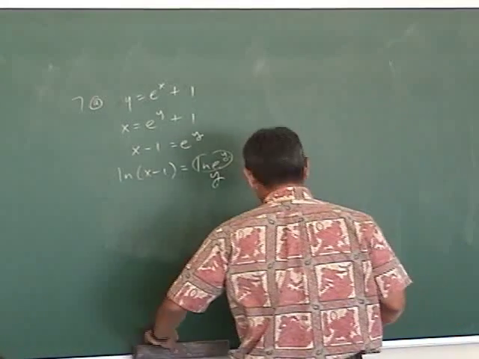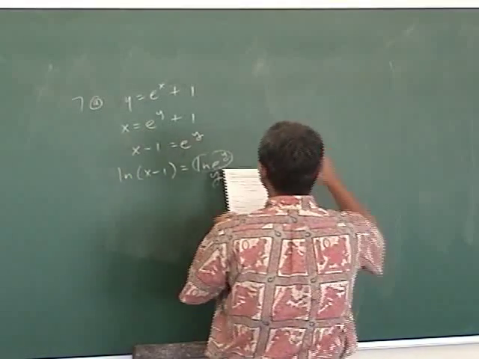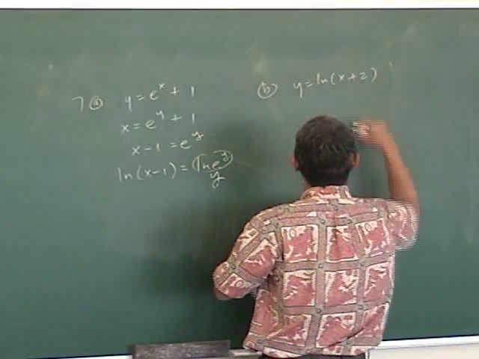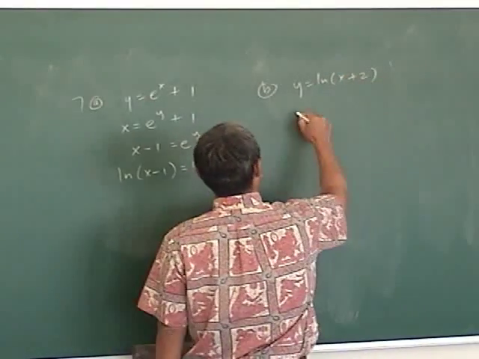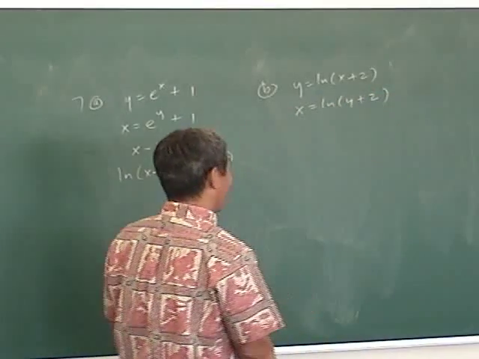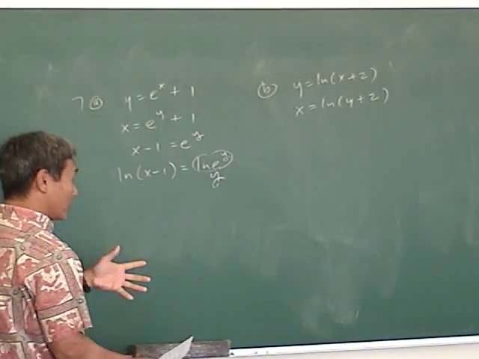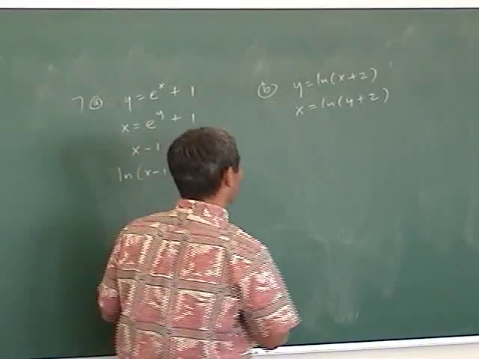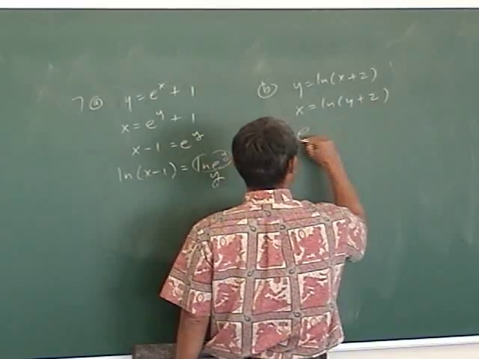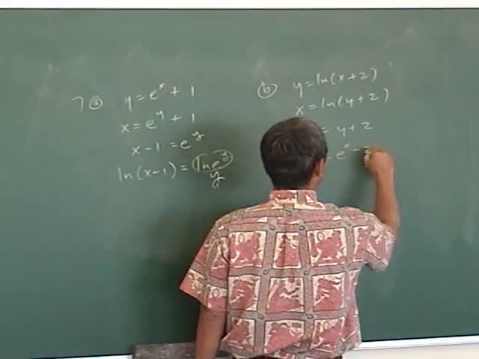Okay, now let's do b. Okay, how do you find the inverse? You switch the x's and y's. Now how do you solve for y? Well, the way your teacher taught you last year, change it to exponential form. What's the base here that's not written? e. So e to the x equals this, right? And then to solve for y, just subtract 2, so you get e to the x minus 2.